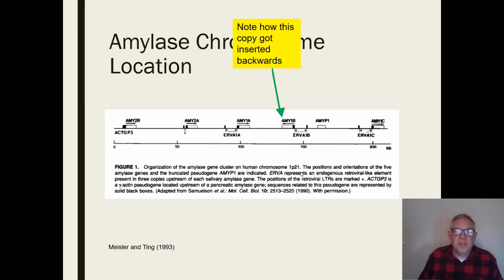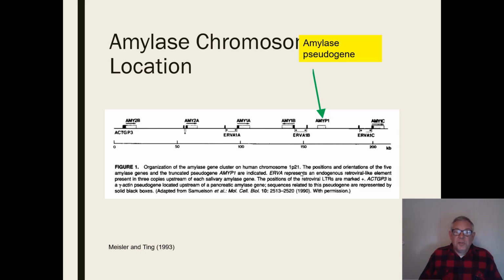One interesting thing is if you look at these sequences, you see where the arrows go, the direction the gene runs. One of the genes, when it got duplicated, got inserted backwards. So it just goes to show you how copying the DNA can make mistakes and crazy stuff can happen. You can also see that we have an amylase pseudogene. And so here's something that has the same base codes as our amylase gene, but for whatever reason, the promoter doesn't work. And so it's a pseudogene. So these are all artifacts of our evolutionary history.